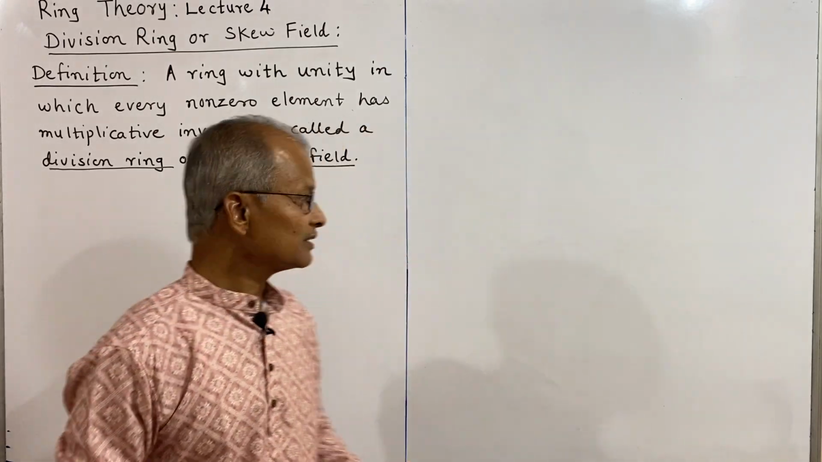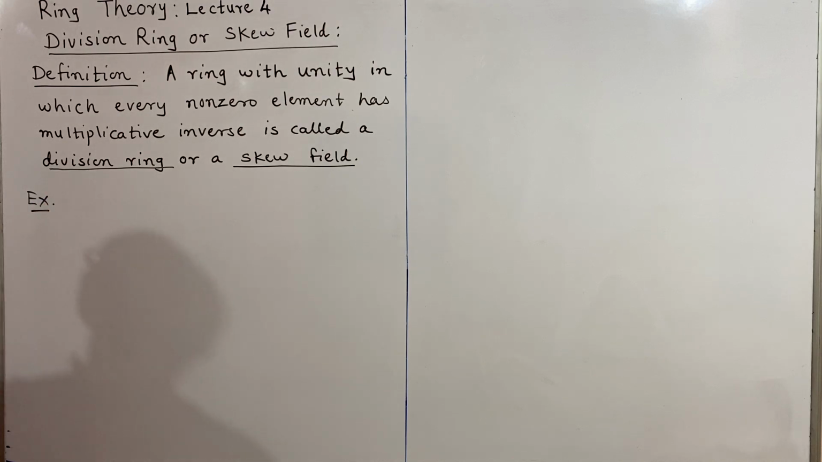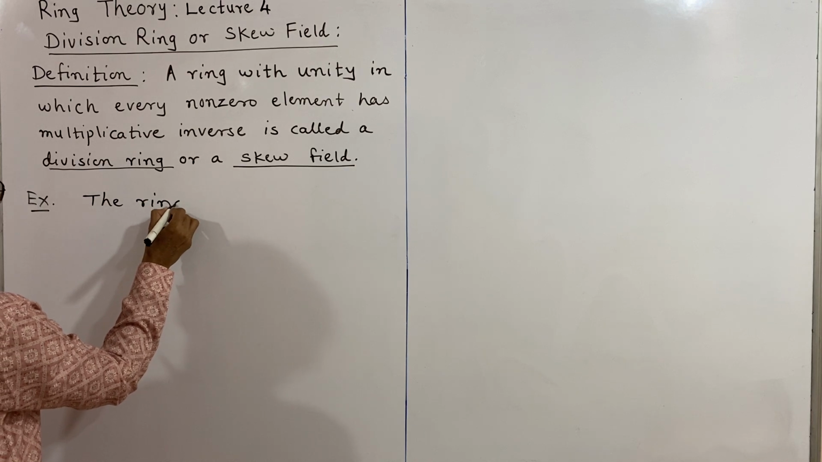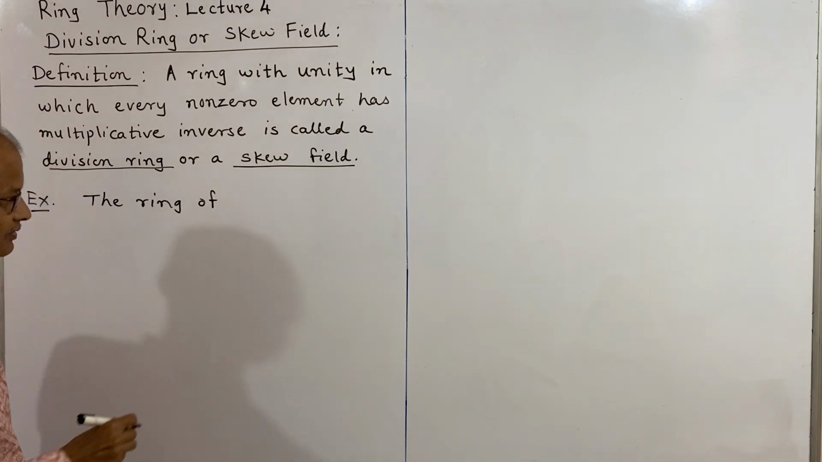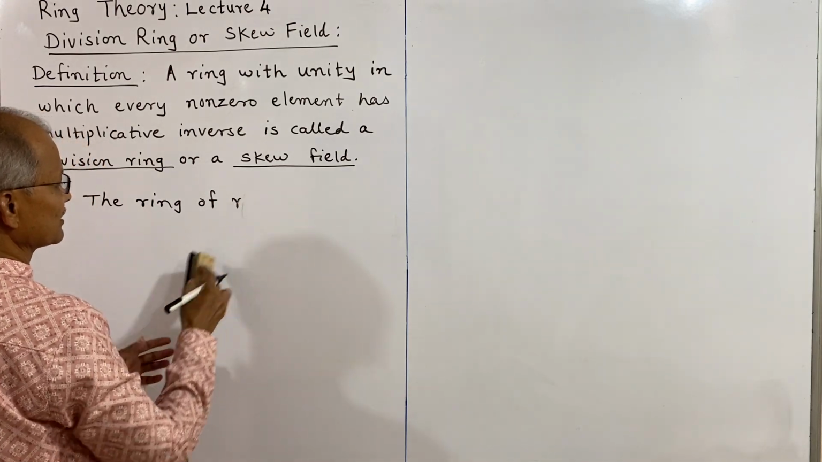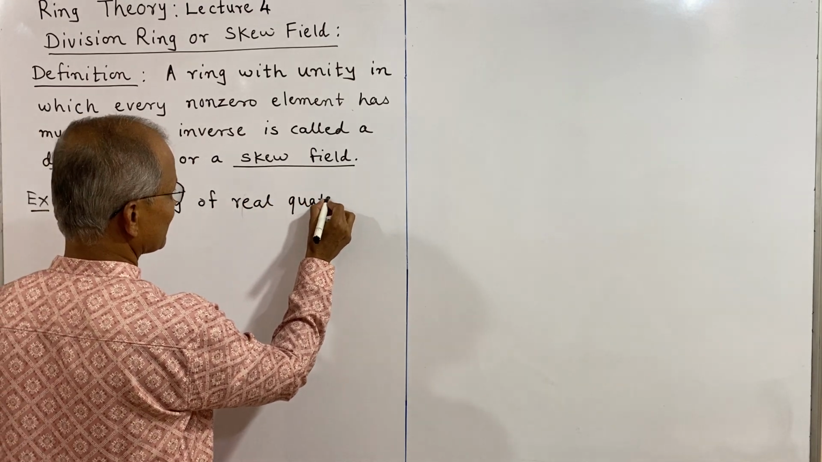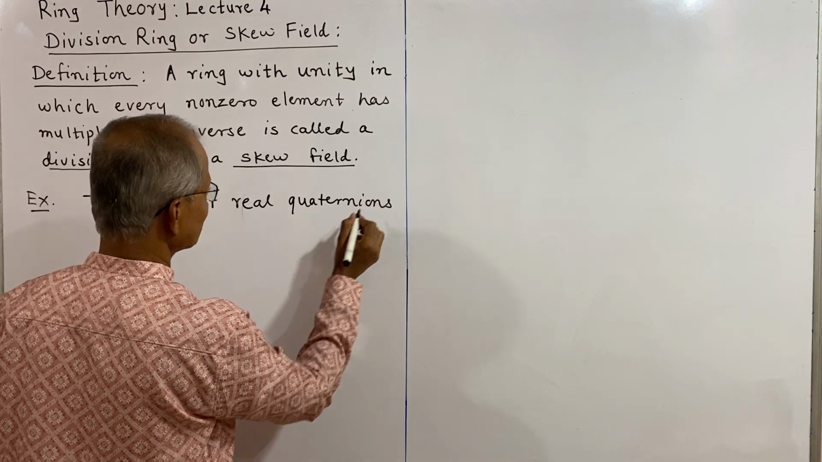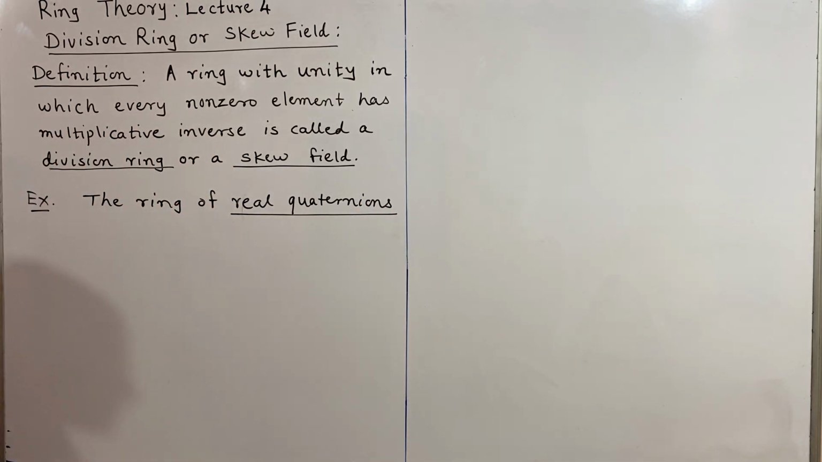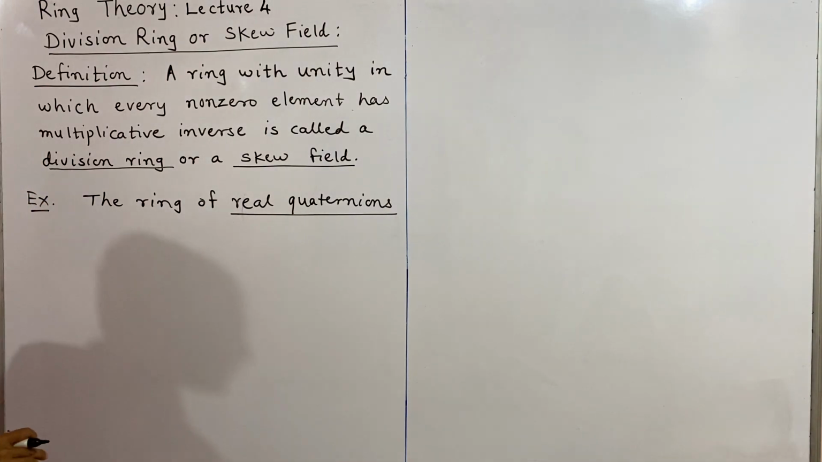Now we shall consider an example of a division ring: the ring of real quaternions. This example we shall discuss here. These are special numbers, real quaternions, and we shall denote the set of real quaternions by the symbol capital Q.